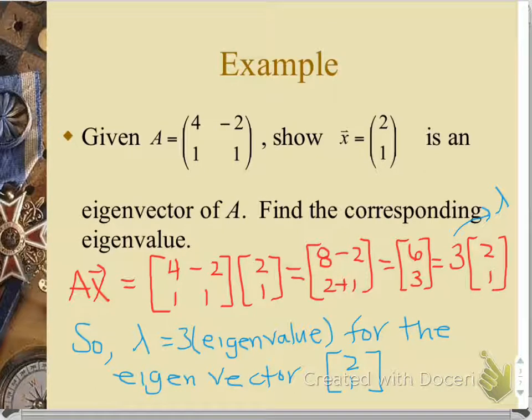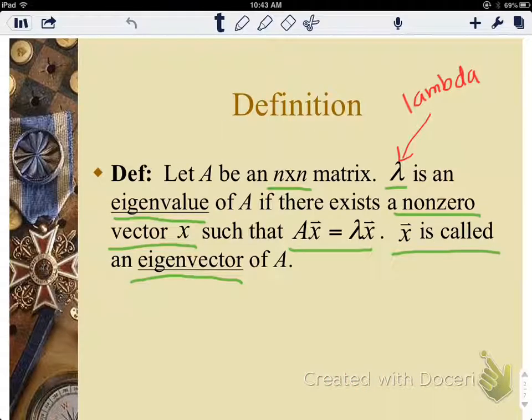All right, so let's look at an example. We have this 2 by 2 matrix A and this vector x. Show that x is an eigenvector. It's not asking you whether it is; it's saying show that it is an eigenvector. By definition, that means that A times x equals lambda, which is some scalar, times x.